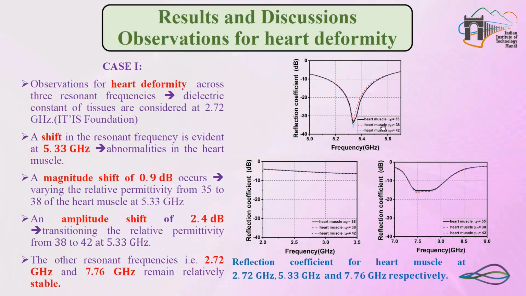Now if the dielectric constant of the heart muscle is changed from 35 to 42, we can see a change in the reflection coefficient at 5.33 gigahertz. When varying the permittivity from 35 to 38 at 5.33 gigahertz, there is a magnitude shift of 0.9 dB, and an amplitude shift of 2.4 dB. The other resonant frequencies, 2.72 and 7.76, are basically stable, and there is an effect only at this middle frequency, 5.33 gigahertz, with the heart deformity, case 1.